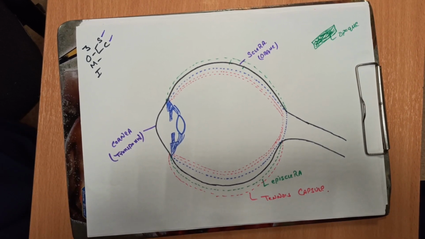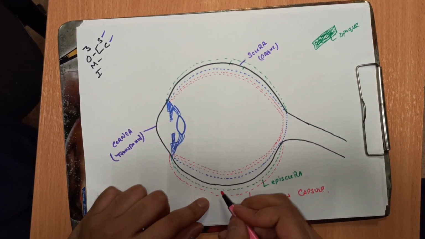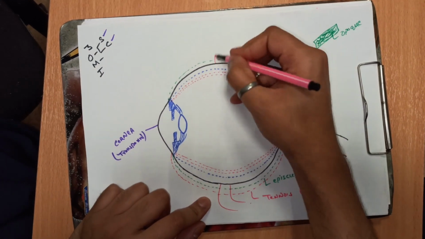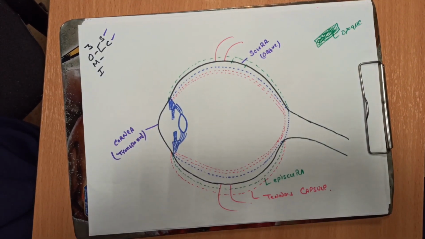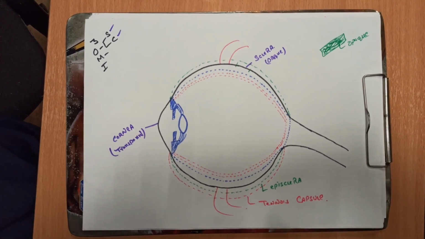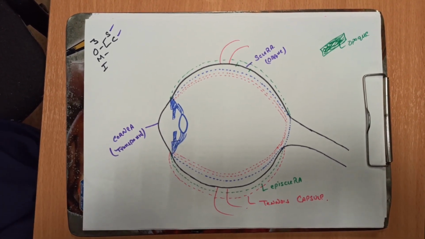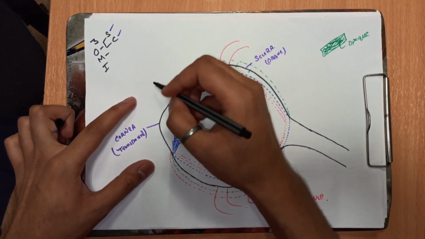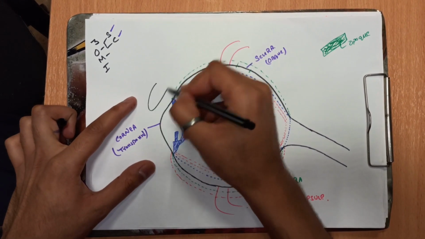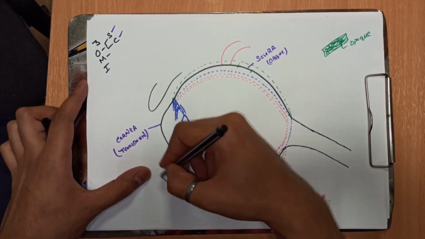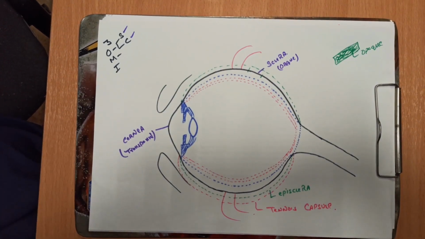This capsule gives attachment to the muscles, superior rectus, inferior rectus, oblique, and whatever are the muscles of the eyeball. There are actually four muscles of the eyeball. This is the eyeball. Now suppose these are the beautiful eyelids of any girl or any boy.